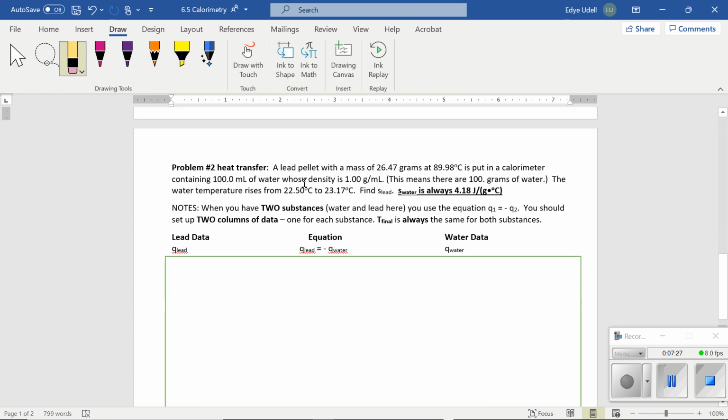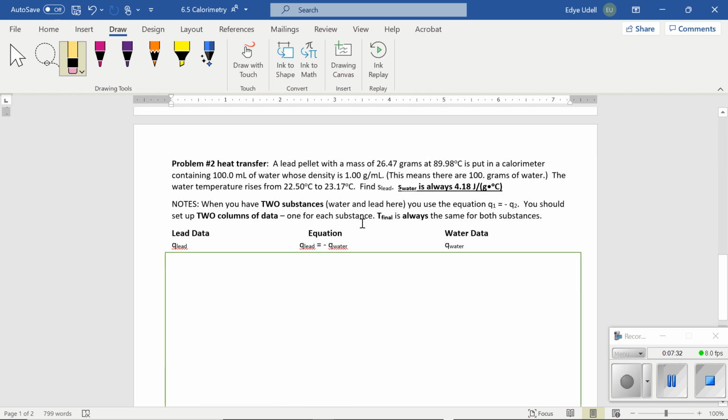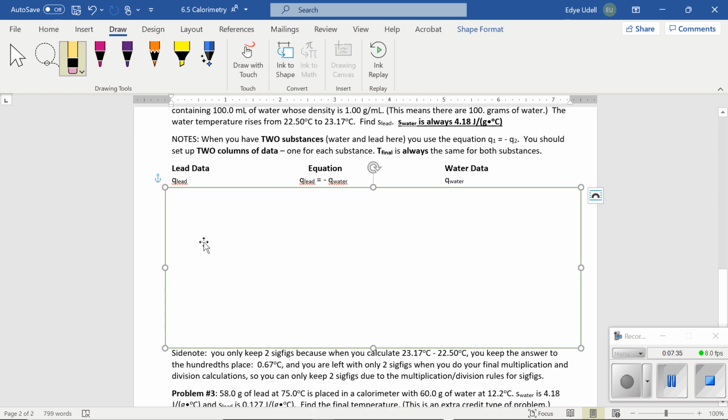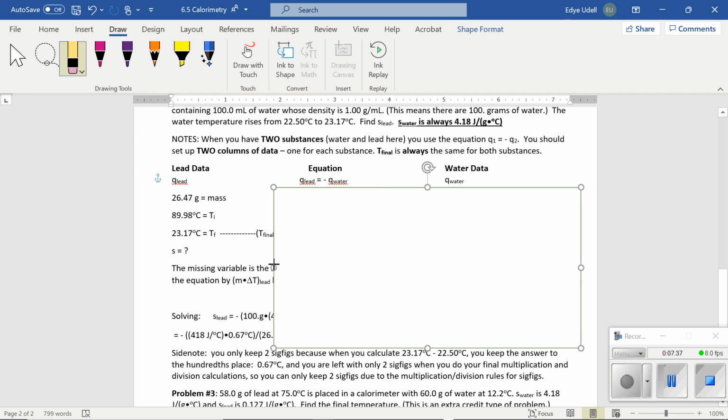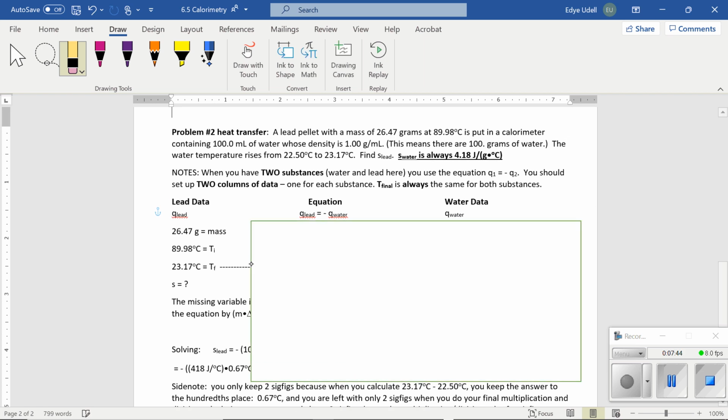All right, problem 2, heat transfer. So we're going to do a heat transfer problem now. I'm going to uncover the left side. It's a little confusing. I'm going to circle all of my information. So I've got 100 mils of water and 1 gram per mil. I put those together, and that tells me there's 100 grams of water.